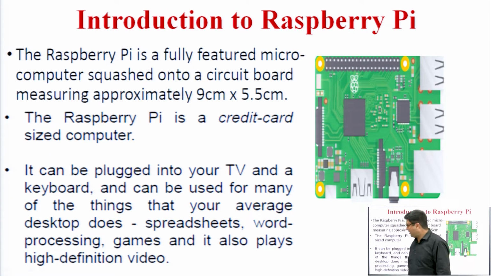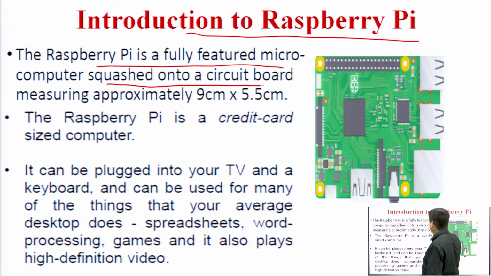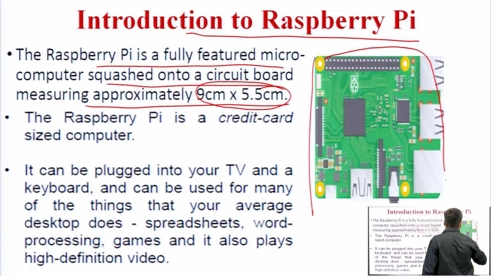Okay. So, after that, what is Raspberry Pi? Introduction to Raspberry Pi. Raspberry Pi is a fully featured microcomputer squashed into a circuit board measuring approximately 9 by 5.5 centimeters. This is the configuration of the Raspberry Pi. Fully featured means that all the functions and features are incorporated into the same device. It is also a system on chip, we can say.